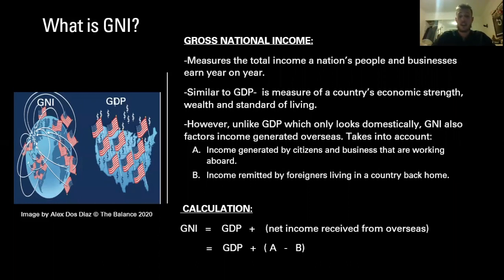includes A, income generated by its businesses and citizens working overseas, and B, income remitted by foreigners living in that country back home. But it also includes foreign aid. So when calculating GNI, put simply, it is the sum of that nation's GDP plus the net income received from overseas, A minus B, as you can see above.